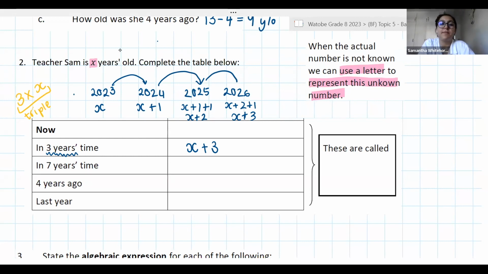So I could say something like, Mr. X is triple Teacher Sam's age. How old is Mr. X? That is when we would say times, because we want to make it 3 times bigger. But here we just want to add 3 years onto the age. And so our expression will be X plus 3.